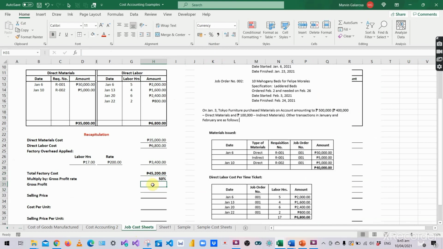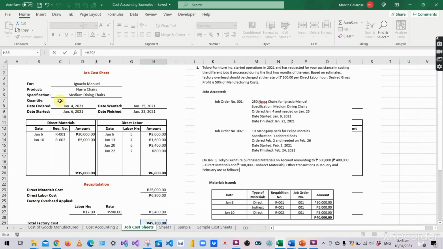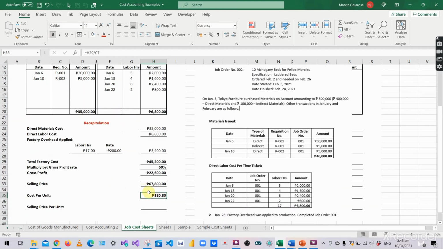How much is the gross profit? So, 45,200 times 50%, 22,600. Since nakuha mo na yung gross profit, saka factory cost, makukompute mo na rin yung selling price. Formula niya, yung total manufacturing cost plus gross profit. 67,800. Magkano naman yung magiging cost per unit mo? Gawin mo lang, kunin mo yung total factory cost, divide mo siya by the number of units. So, ang quantity for job order 001 yan ay 250. Ang cost per unit mo is 180 pesos, 0.80 centavo.